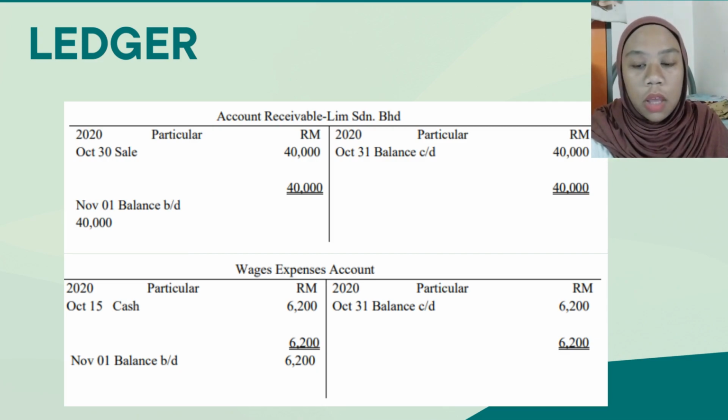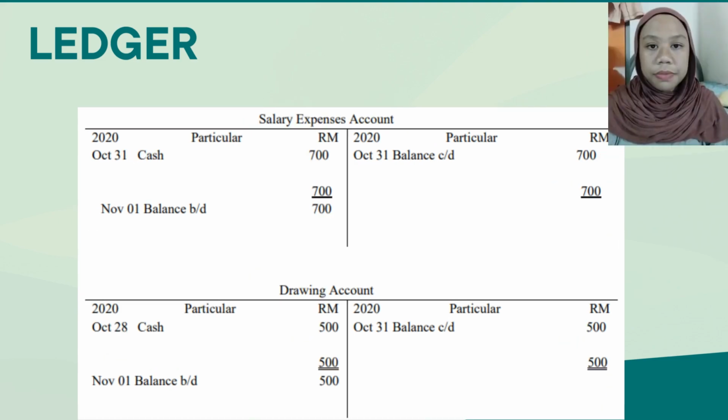Wages expenses account, for October 15 cash will be 6,200 and the total will be 6,200. For credit side, October 31 balance CD will be 6,200 and the total will be the same, 6,200. For November 1 balance BD will be 6,200. Next is expenses account, for debit side October 31 cash will be 700 and the total will be 700.